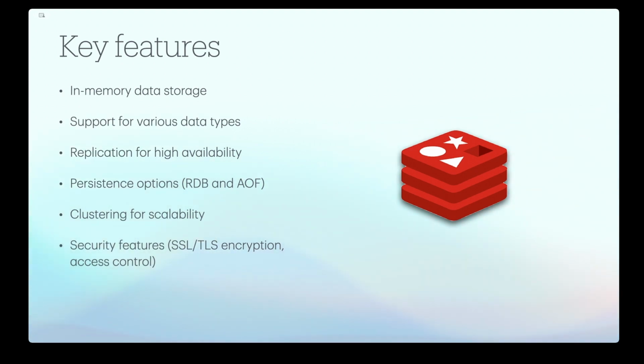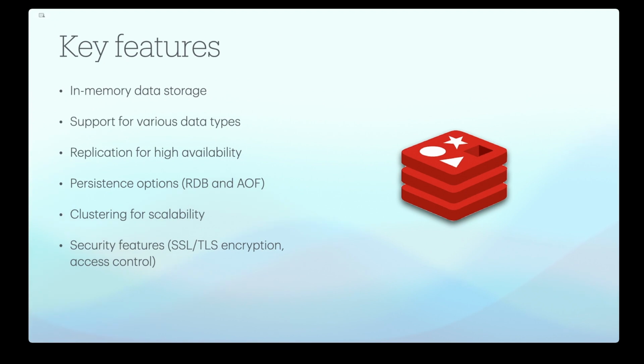Azure Redis Cache offers both RDB, that is Redis Database Backup, and AOF, append-only file persistence options, ensuring that your data is durable and can be recovered in case of failures. It supports clustering, allowing you to scale out your cache by distributing data across multiple nodes. This helps in handling large amounts of data and high request loads. It provides various security features, including SSL/TLS encryption, access control using firewall rules, and Redis auth authentication, ensuring that your data is secure. These key features work together to provide a high-performance, scalable, and reliable caching solution for your applications.